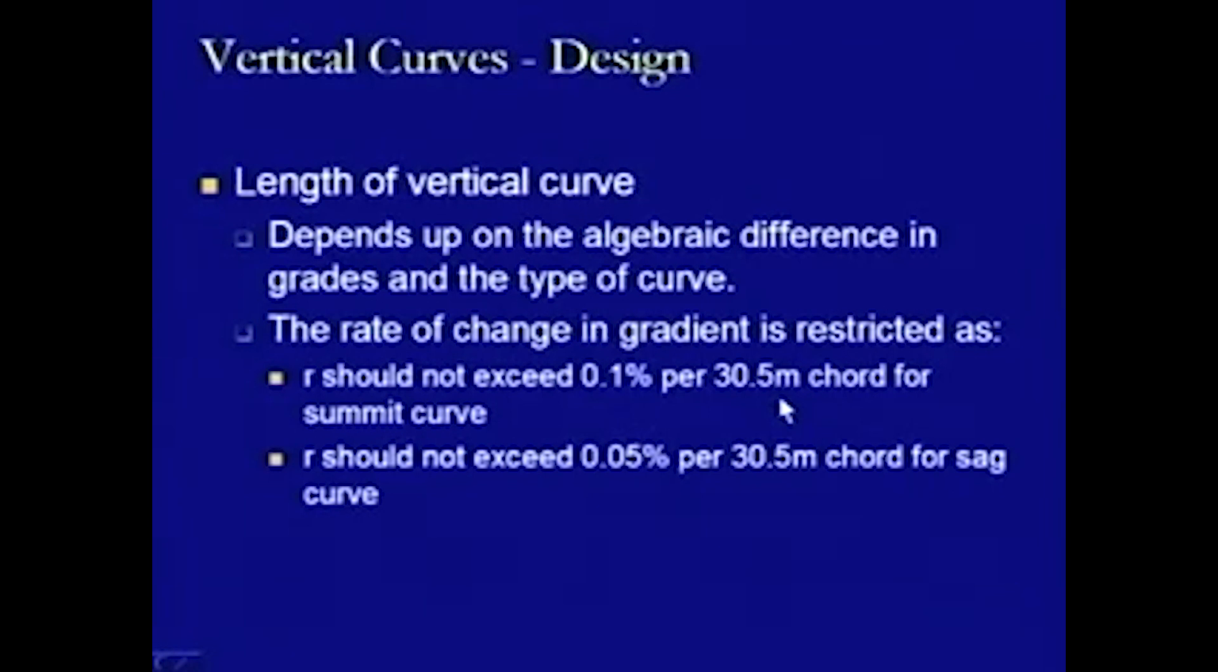This is one of the restrictions in the case of the summit curve, whereas in the case of the sag curve the restriction is that this r, or the rate of change in gradient, should not exceed 0.05% per 30.5 meter length of the chord. So, these are the two values which create a restriction in the case of the summit curve and the sag curve respectively, and using this value of r, the value of the algebraic difference in the gradients and the type of the curve to be used, we can calculate the length of the vertical curve.